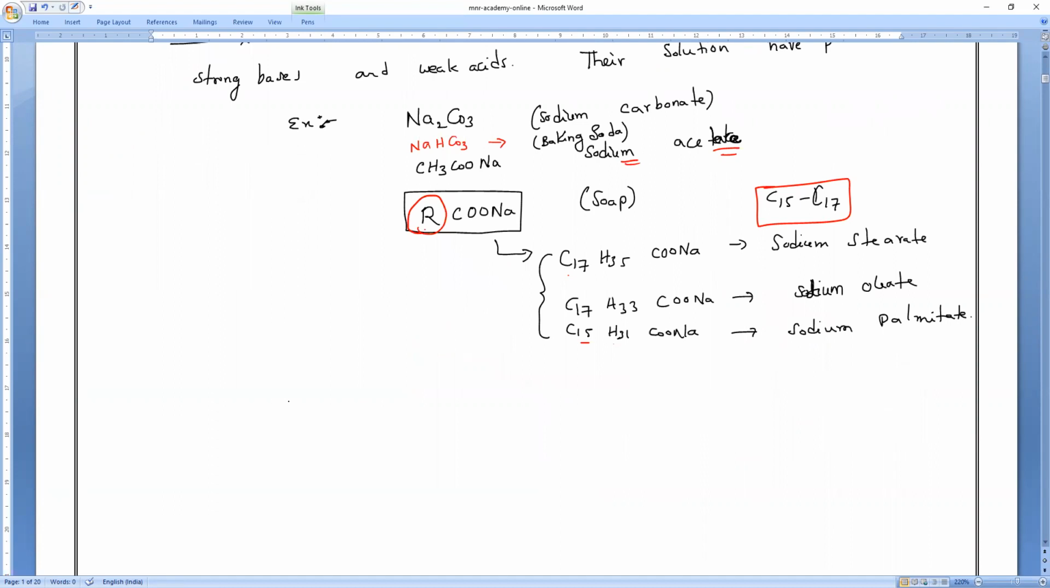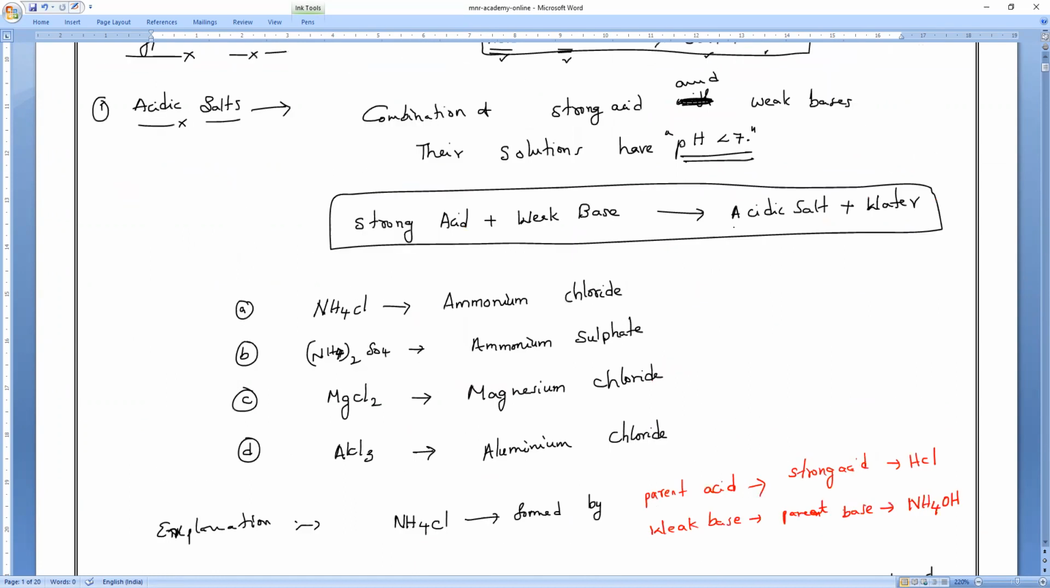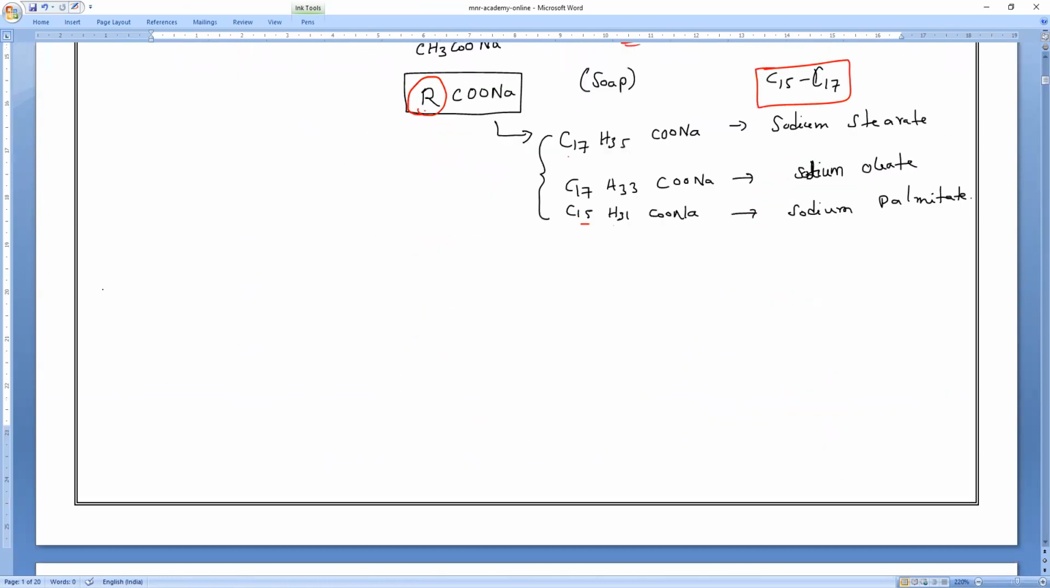So these are the examples of basic salts. For basic salts, what is the pH value, everyone? First one is acidic salts, second one is basic salts. Then what about the next one? Opposite. Neutral salts. The third type of salts we call neutral salts. These salts are formed neutral.